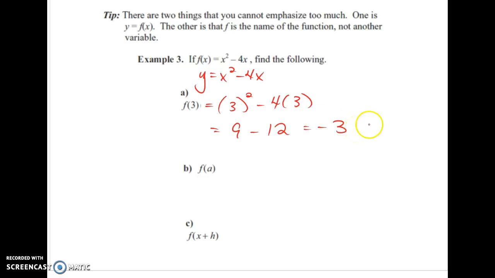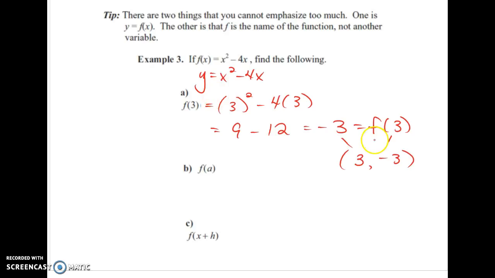So we could also write y, or I'll simply say f of 3 equals negative 3. But in essence, what we did just find, in fact, is the y coordinate. The interpretation then could be, if you were to follow up, would be, well, the x coordinate was 3 and the y coordinate was negative 3. So it is an ordered pair on the function y equals x squared minus 4x.